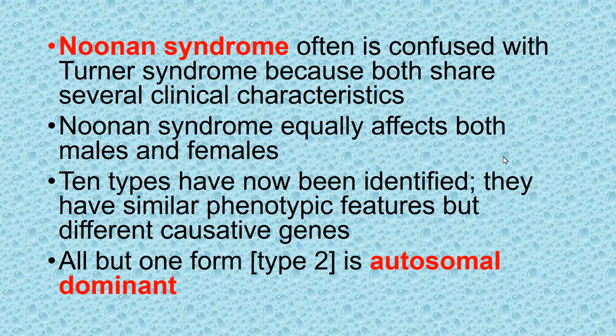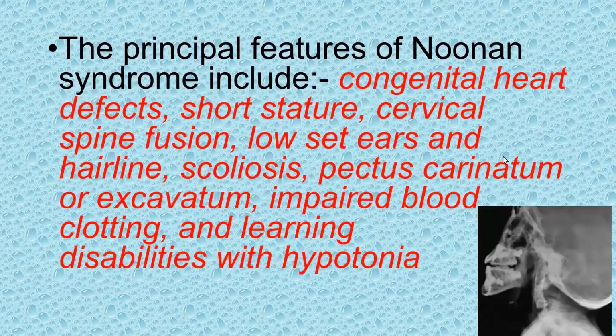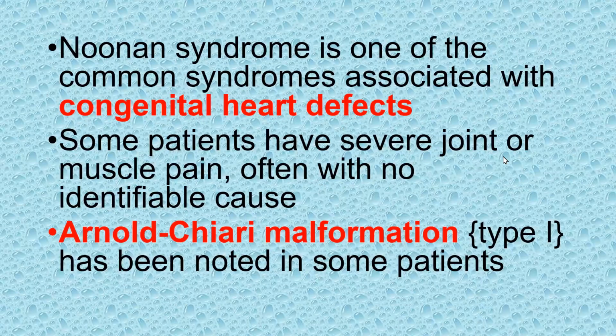The principal features of Noonan syndrome include congenital heart defects, short stature, cervical spine fusion, low set ears and hairline, scoliosis, pectus carinatum or excavatum, impaired blood clotting, and learning disabilities with hypotonia. Noonan syndrome is one of the common syndromes associated with congenital heart defects.